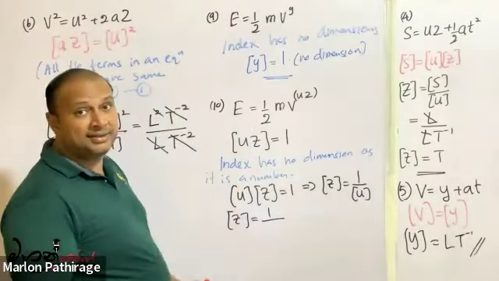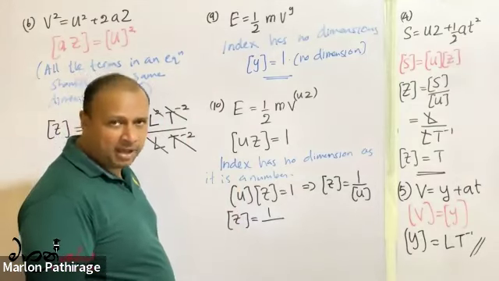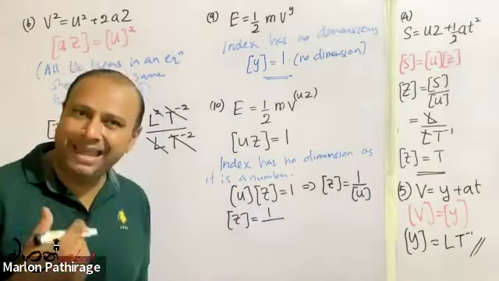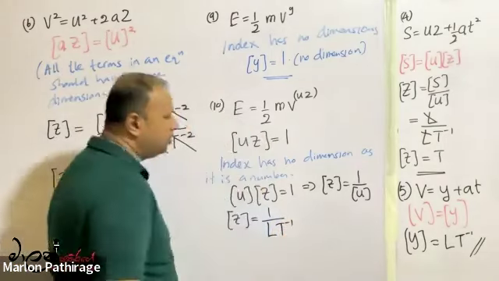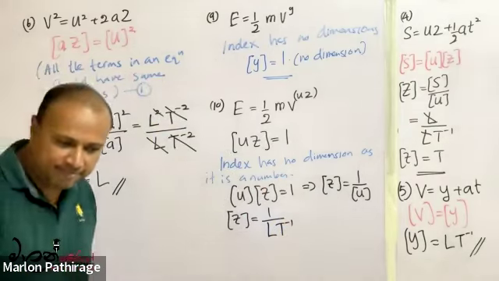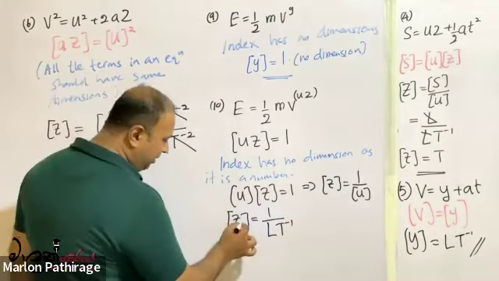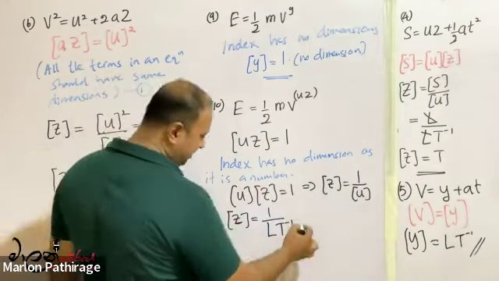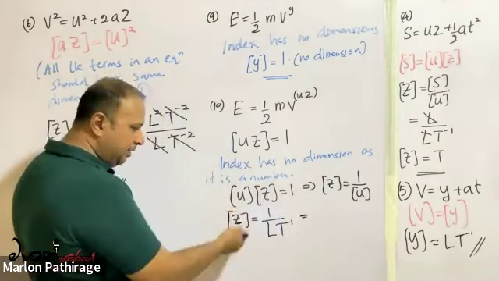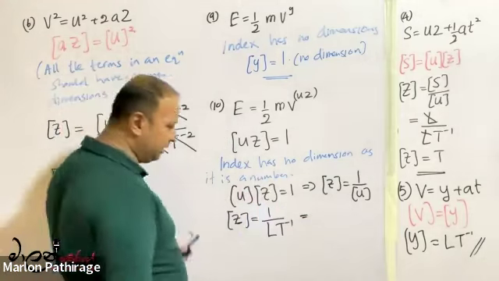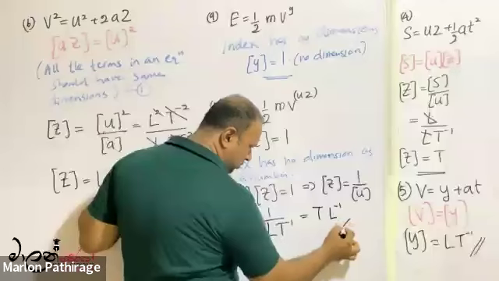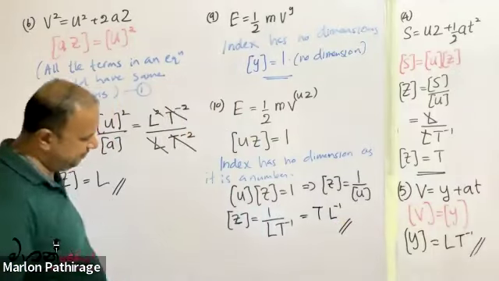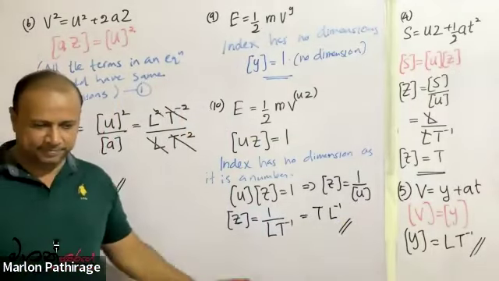Dimension of U means that is a velocity. Therefore, dimension of a velocity is equal to LT minus 1. Therefore, dimension of Z, you can take it into the numerator. Therefore, the answer is T L minus 1. Is that clear? Pahal? Yes, sir.